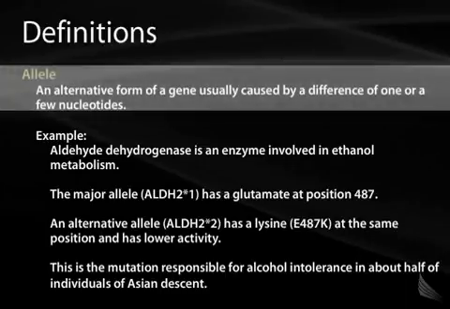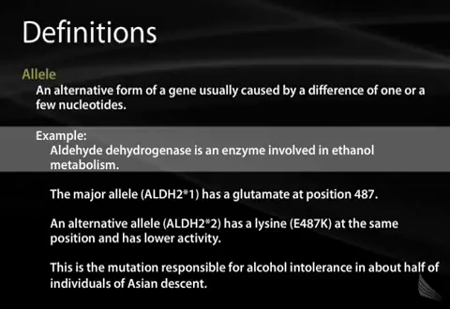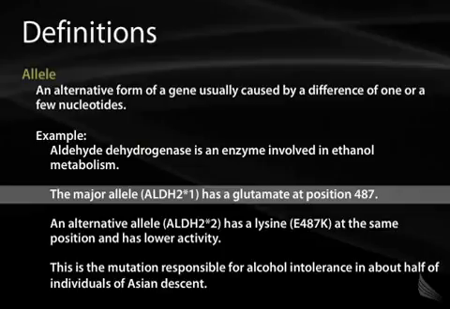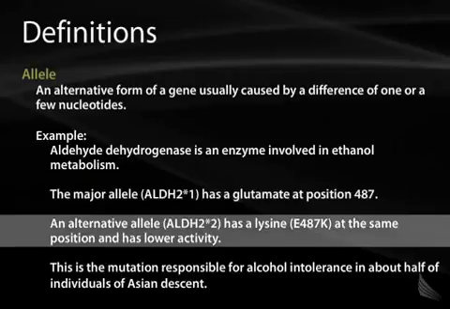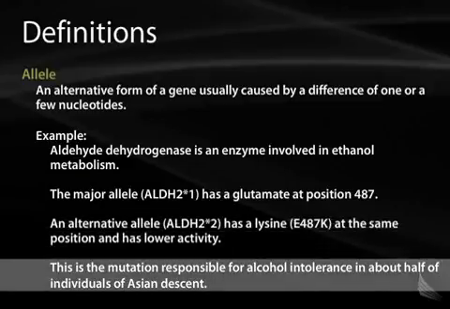An allele is an alternative form of a gene, usually caused by a difference of one or a few nucleotides. For example, aldehyde dehydrogenase is an enzyme involved in ethanol metabolism. The major allele, ALDH2-1, has a glutamate at position 487. There's another allele, ALDH2-2, that has a lysine at that same position. It has a lower activity. This mutation is responsible for alcohol intolerance in about half of individuals of Asian descent. So again, here we see it's the exact same gene. The gene is aldehyde dehydrogenase, but there are different versions of that gene, and that's what we refer to by alleles.